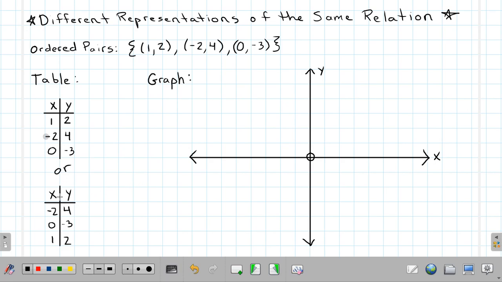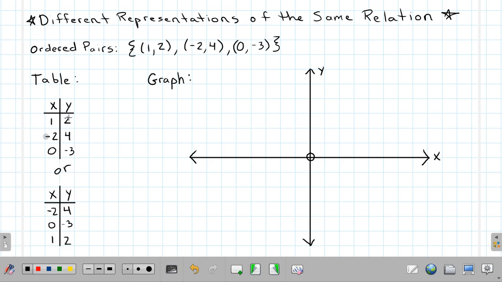Okay, these two tables say the same information. Okay, it's telling you your x's are 1, -2, and 0. Well, same thing down here. Your x's are -2, 0, and 1. Okay, same thing. Your y's are 2, 4, -3. Well, here they're 4, -3, and 2. Same information. And then the most important thing is, once again, the 1 is still with the 2, the -2 with the 4, 0 with the -3, -2 with the 4, 0 with the -3, 1 with the 2.